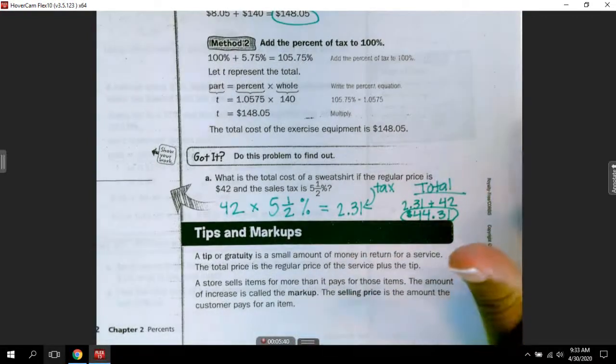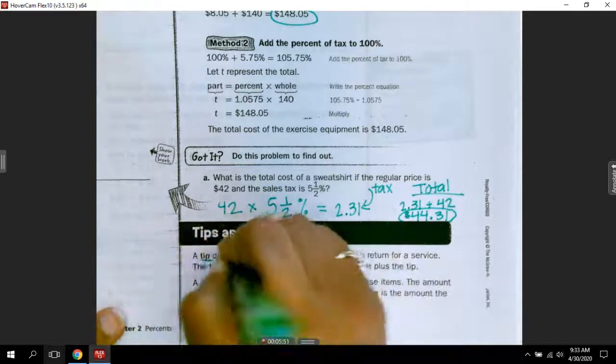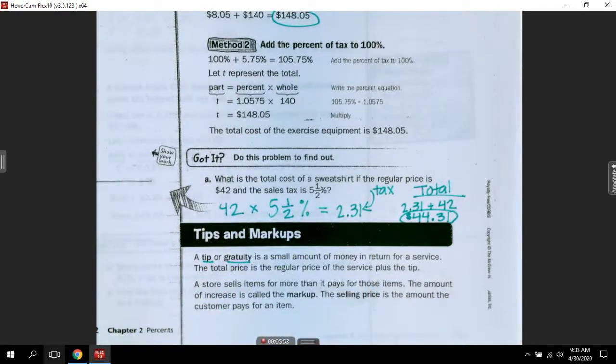Alright, so that is tax. Now we're looking at tips and markup. Nothing changes other than what the actual word means, okay? So a tip, or another word, might be called gratuity, especially if you go to a restaurant and you look at the bottom of your receipt. It might already say like 20% gratuity added to your bill. Gratuity is a tip, okay? So that money's going to your server. So it's a small amount of money in return for a service. If somebody does something for you, you give them a tip. You give them money. Okay?